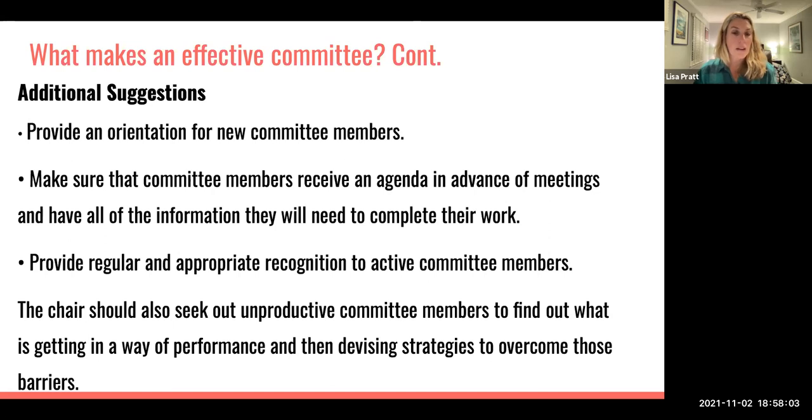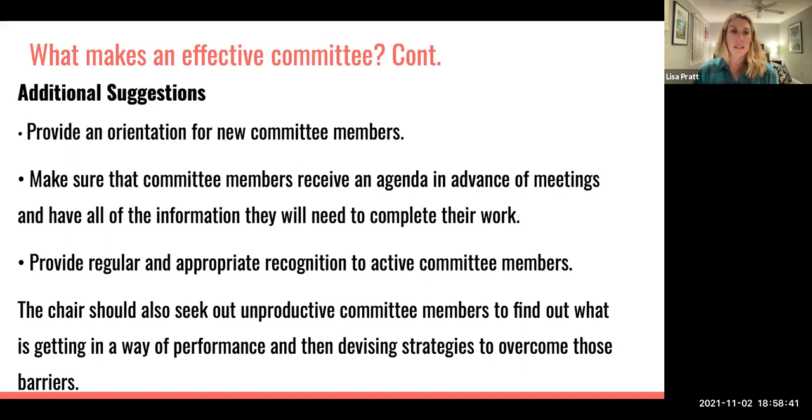Next is to provide regular and appropriate recognition to active committee members. I think this is really important, and this is one thing that a few people spoke to me about. In the past, there has been excellent recognition of the work that committee members have done. My understanding is that with COVID, some of that recognition has fallen by the wayside, and people are sort of feeling unloved, for lack of a better word. So I think it's important for the select board and the town to recognize the work that these committee members do for us.